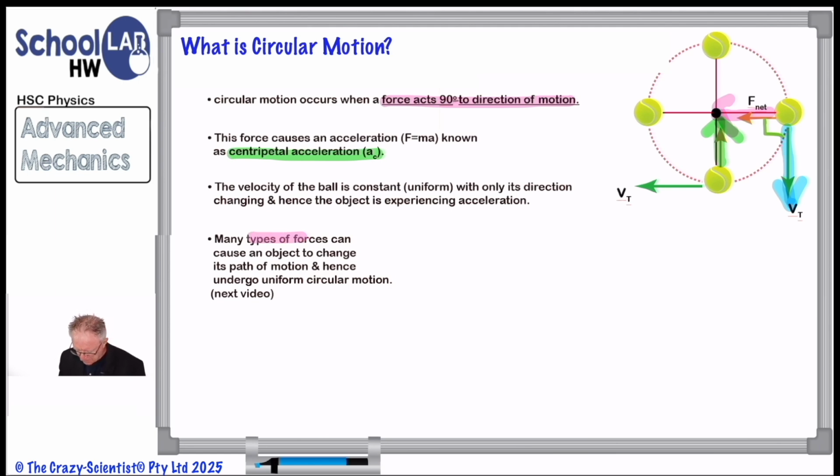Now, there are many types of forces that can cause an object to change the path of its motion and therefore undergo uniform circular motion, and we're going to be looking at those in the next video. So that's a quick introduction to what circular motion is. Hopefully now you should be able to define it: an object undergoing a change in direction due to the application of a force acting 90 degrees to its motion, and that force causes the object to follow a circular path, like turning a corner, or continue in a complete circle.